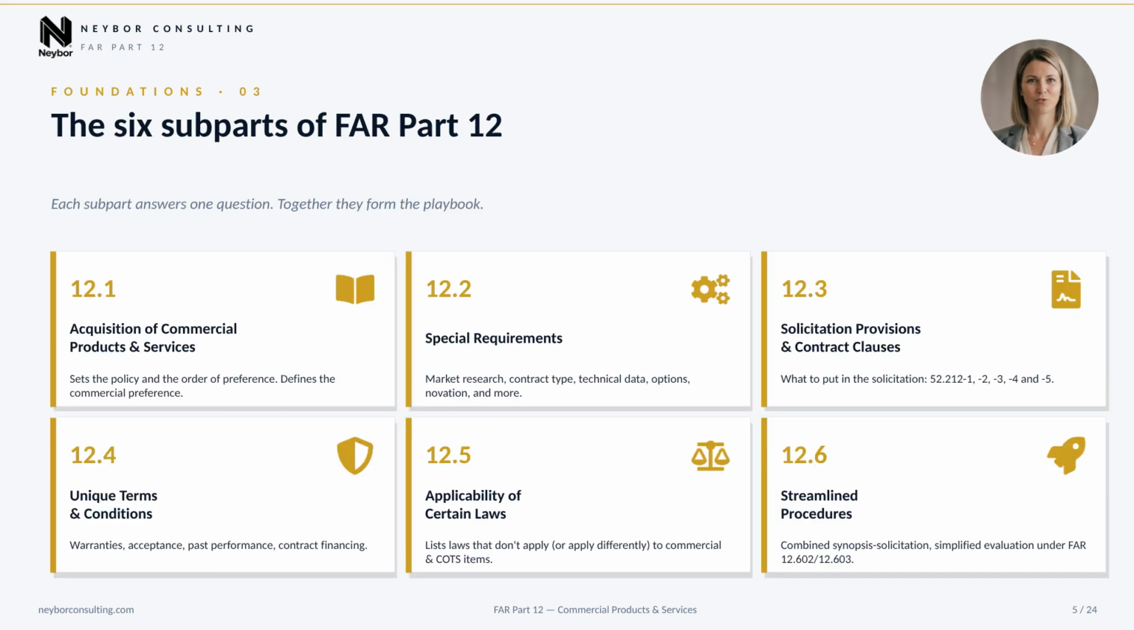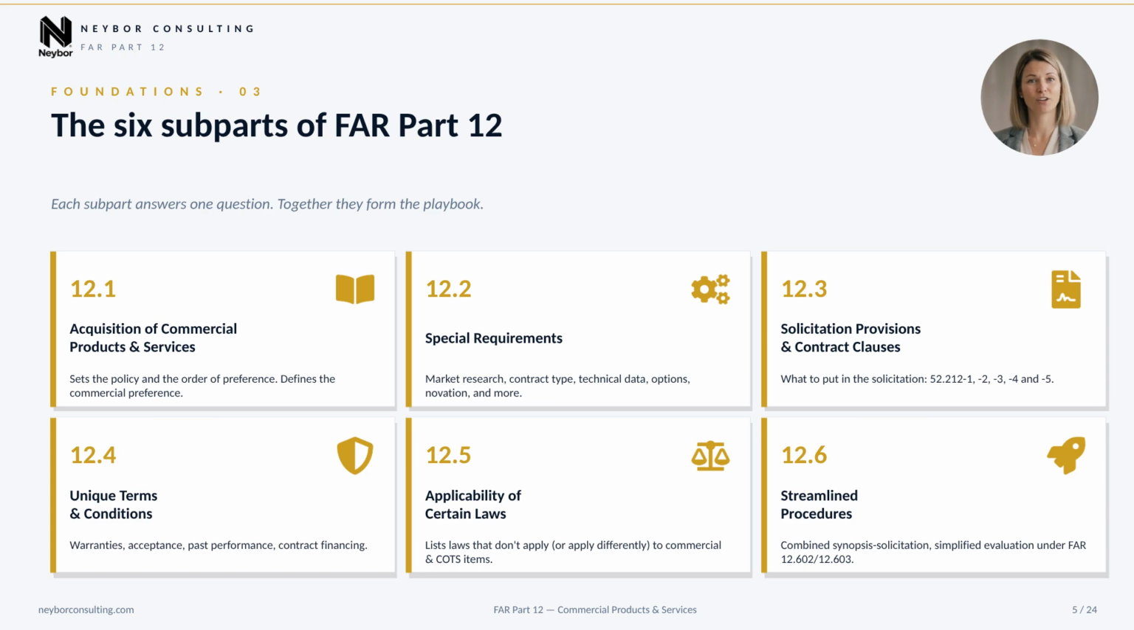FAR Part 12 is organized into 6 subparts. Think of them as 6 chapters of a playbook. Subpart 12.1 sets the policy. It tells agencies that buying commercial is the preferred approach and defines the order of preference for satisfying agency needs. Subpart 12.2 covers special requirements: market research, contract type selection, technical data rights, options, and novations. Subpart 12.3 lists the solicitation provisions and clauses you will see in every commercial buy, the famous 52.212 series.